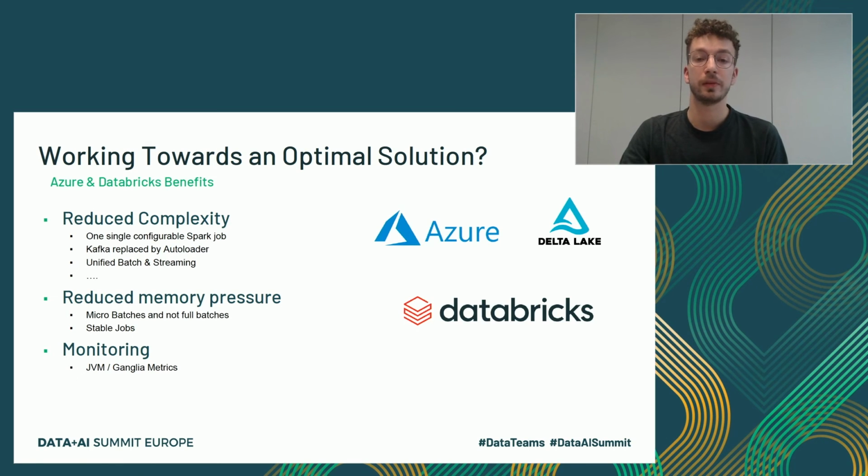To work towards an optimal solution. So are we really speaking of an optimal solution right here? For the moment, I think we are speaking of one because we have reduced our complexity by a lot. We now only have one configurable Spark job that can deal with everything. It's only one streaming job, so we kind of unified the batch and streaming paradigm where we simply can use Autoloader to stream from the Azure Data Lake storage.